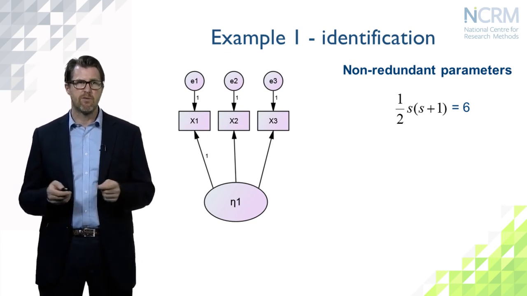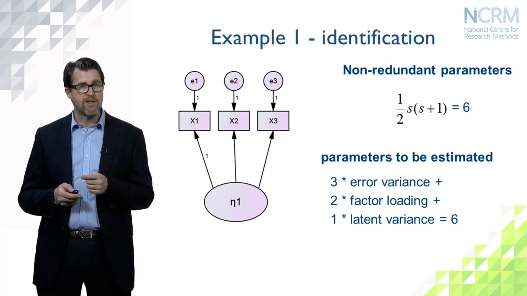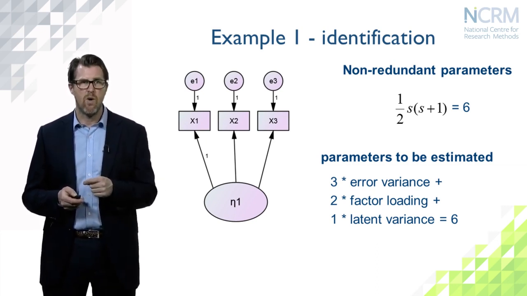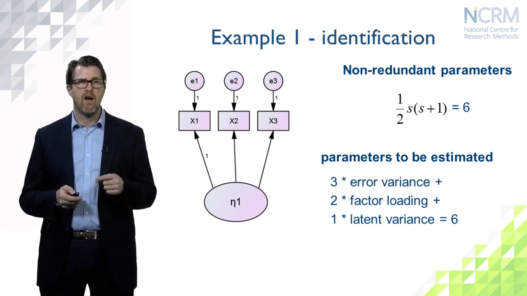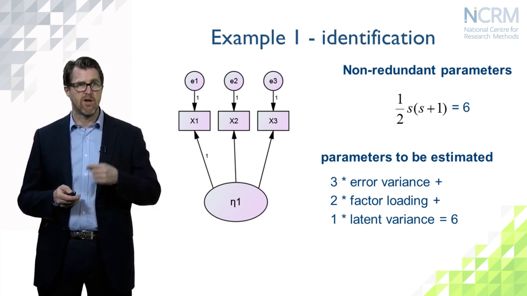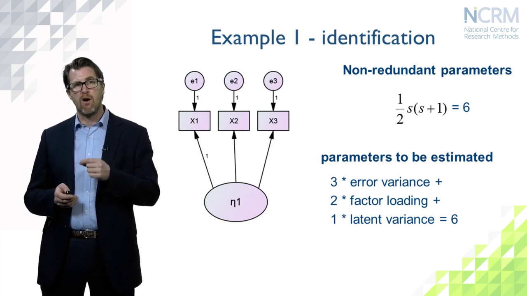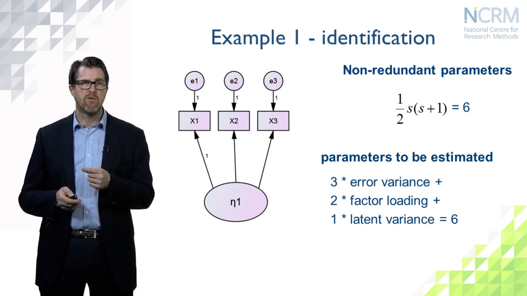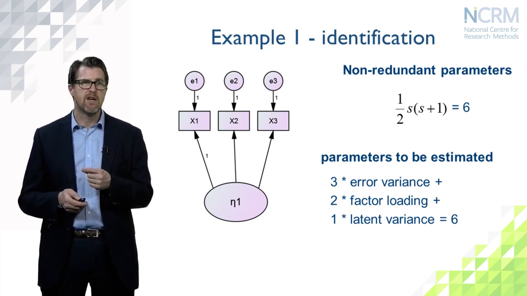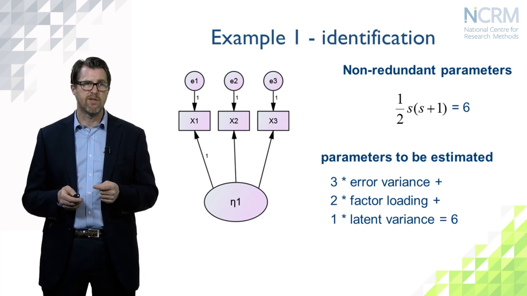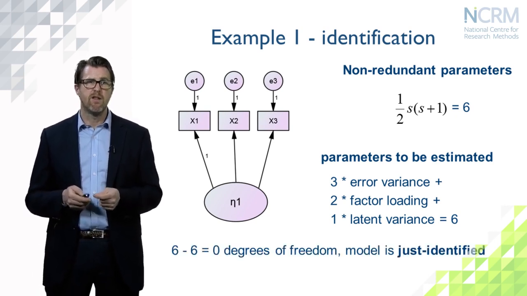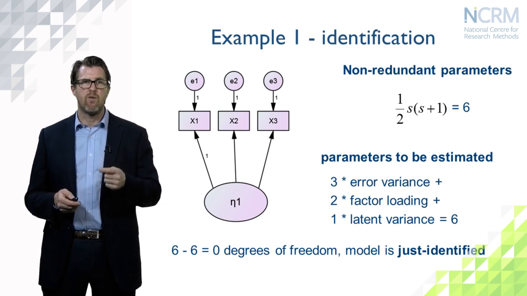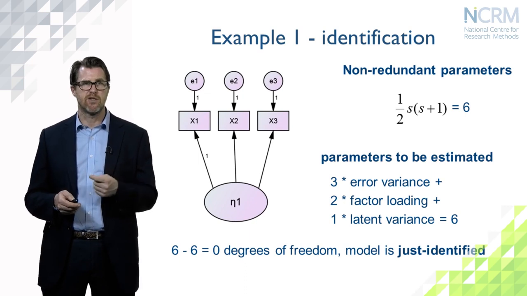Now, how many parameters are we trying to estimate with this model? Well, 3 variances, one for each error term. We've got 2 factor loadings. One of them you'll see there is constrained to 1. So we're fixing that loading, and that is for identification of the model. So we're not estimating that factor loading, but we are estimating the other two. So we have 2 factor loadings. And then lastly, we have a variance for the latent variable. So 3 plus 2 plus 1 is 6 parameters to be estimated, which is the same as the number of non-redundant parameters. So we have, with this model, 0 degrees of freedom. The model is just identified. So we can estimate the unknown parameters, but we do not have any way of assessing the fit of this model because it's just identified, no degrees of freedom.